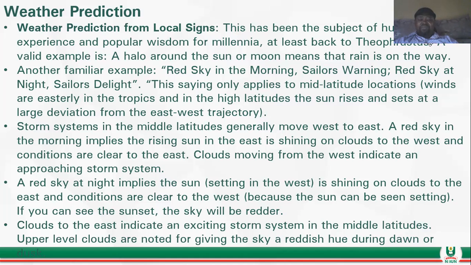A red sky at night implies the sun is setting in the west, is shining on clouds to the east, and conditions are clear to the west because the sun can be seen setting. If you can see the sunset, then the sky will be redder. Clouds to the east indicate an exciting storm system in the middle latitude. Upper level clouds are noted for giving the sky a reddish hue during dawn or dusk.